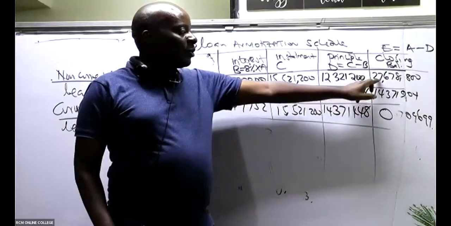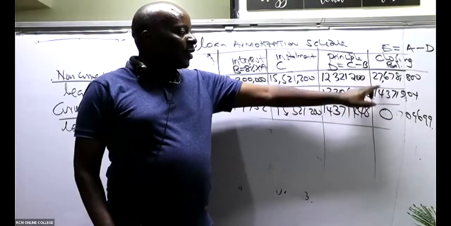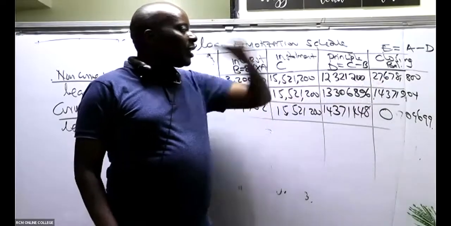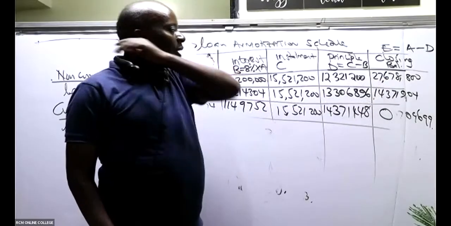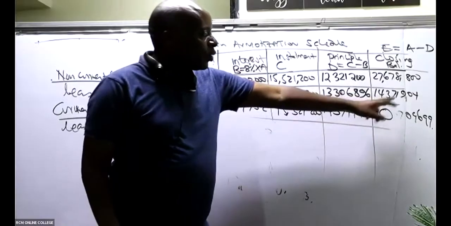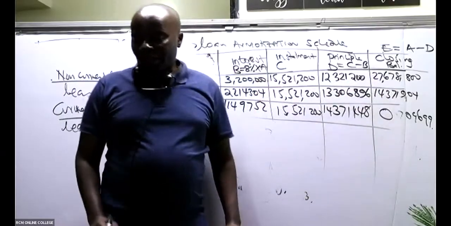Can somebody give me the difference between this and this? Can somebody give me the difference? Take 27,678,800 minus 14,371,904. Somebody please give me that.